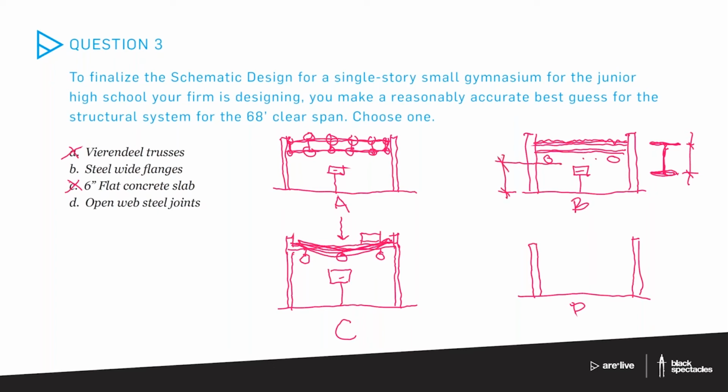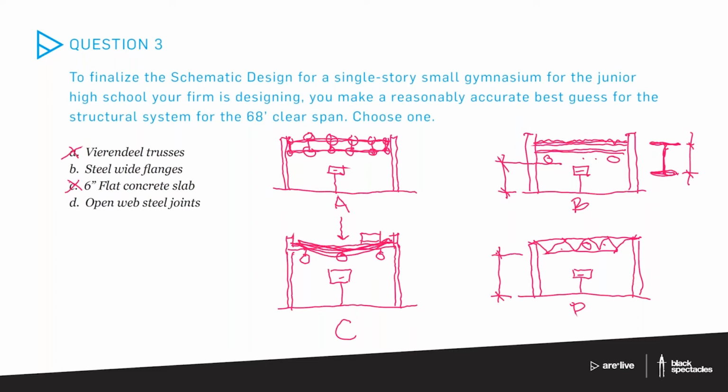Whereas an open web steel joist, as it says in its name, is an open web, meaning that ducts, sprinklers, and other equipment can pass through those relatively easily, shortening the height of your building. In addition, they come in many different profiles. They can span up to 68 feet, which is kind of the sweet zone for an open web steel joist.